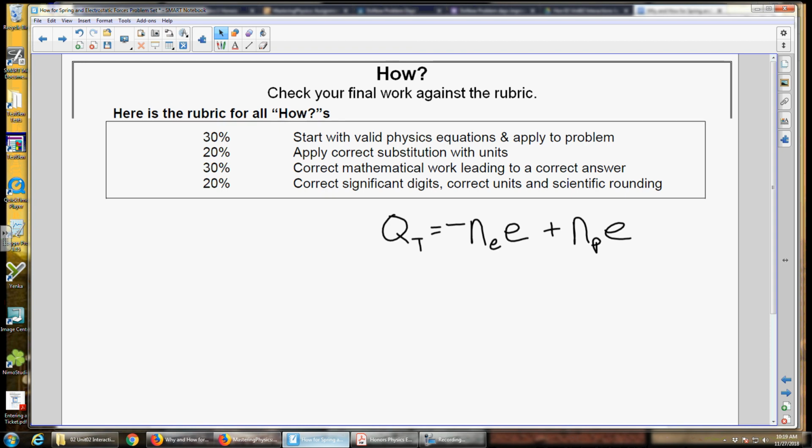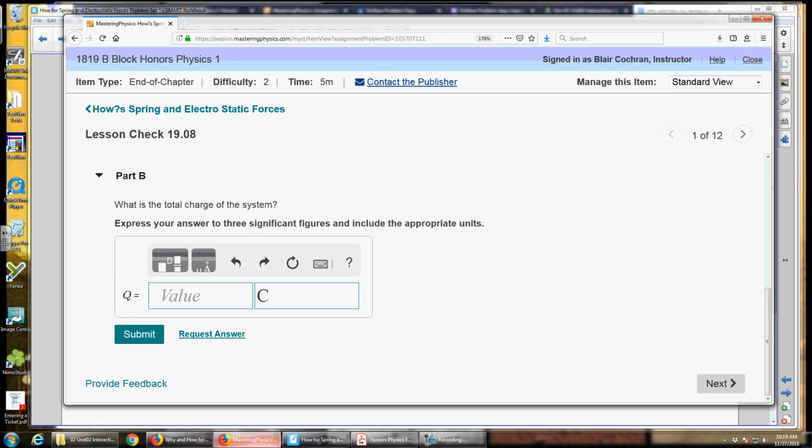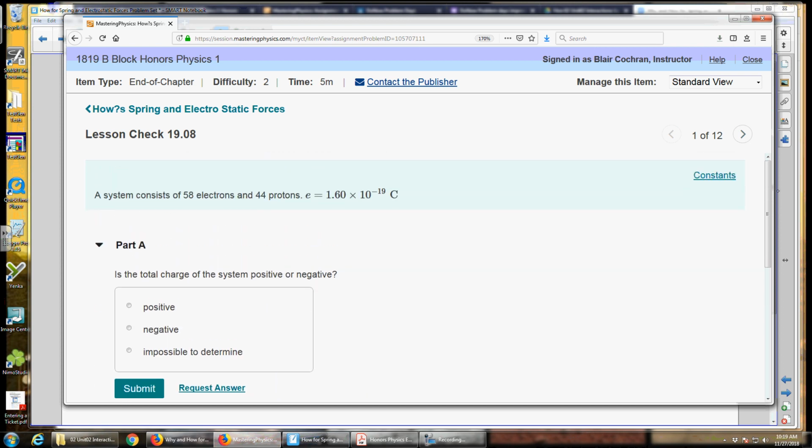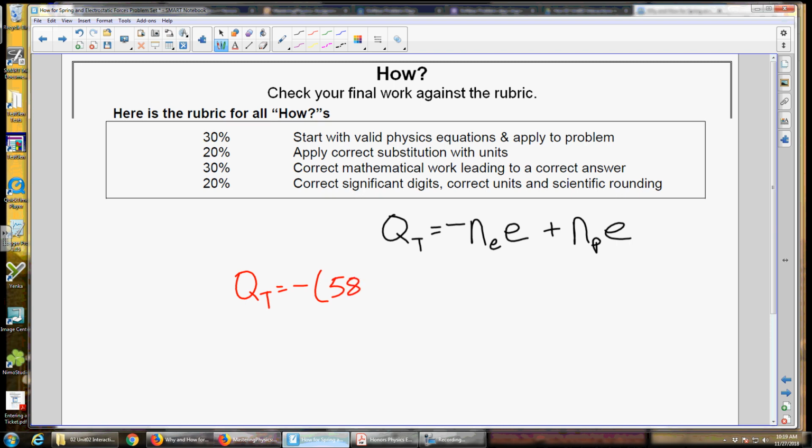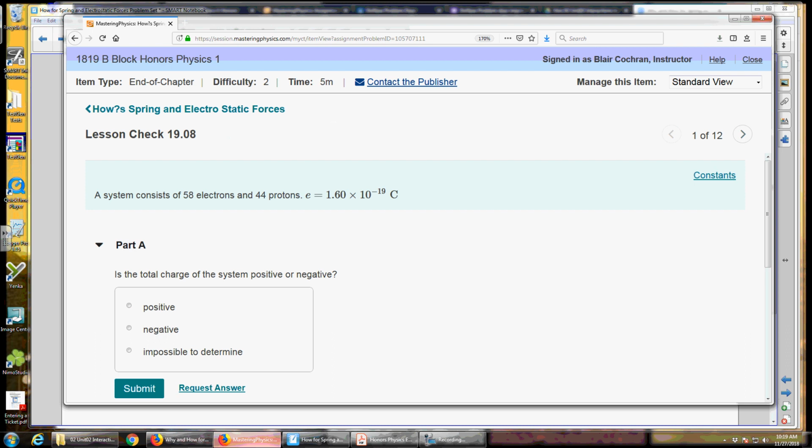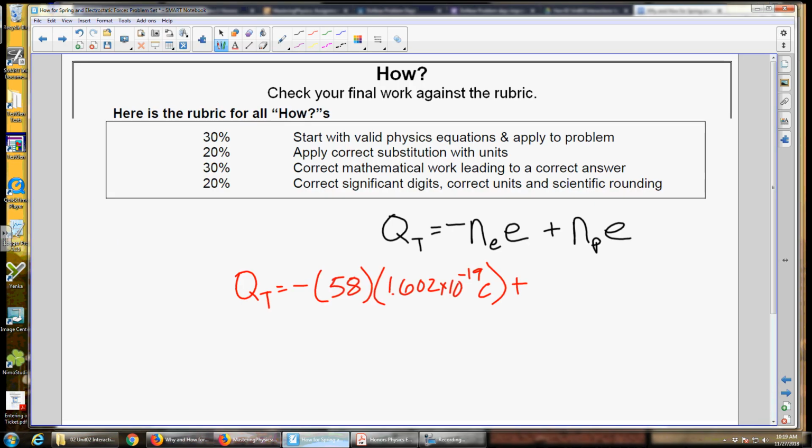So now it's really just substituting in. Negative 58 electrons, and each one carries 1.602 times 10 to the minus 19 coulombs, plus the number of protons, which is 44, times 1.602 times 10 to the minus 19 coulombs. Yay, I'm done.